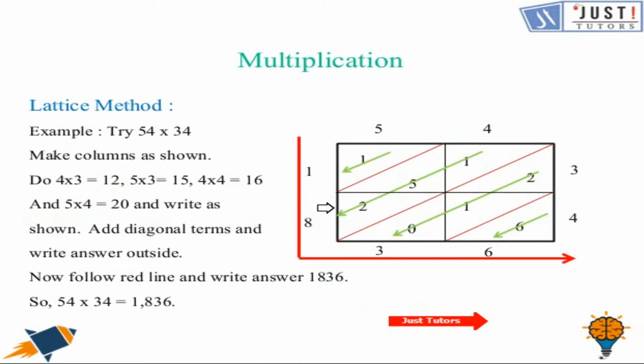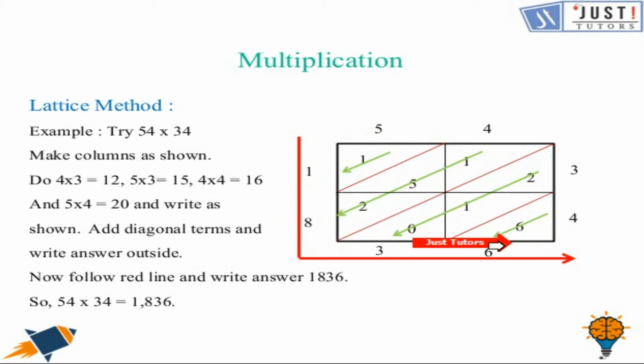Here is an example which says try 54 times 34. What you can do is make columns as shown here in the figure. Now let's start from the right once again. 3 times 4 is 12. In one box you can split it into two, you can write 1 here and 2 here. Further, 5 times 3 is 15, you can write 1 here and 5 here. Same goes for the next one. 4 times 4 is 16, write 1 here and 6 here. 4 times 5 is 20.